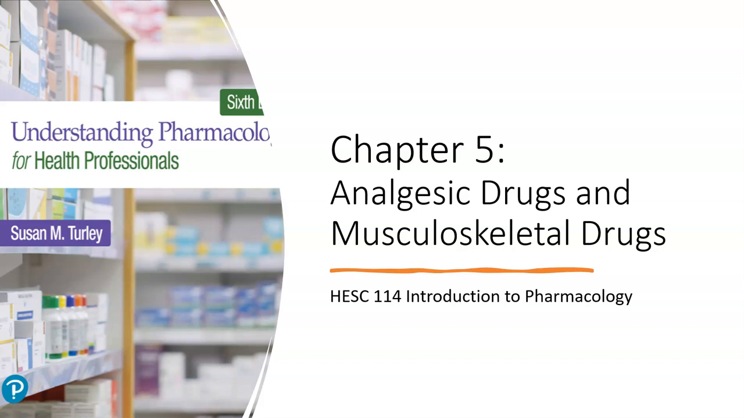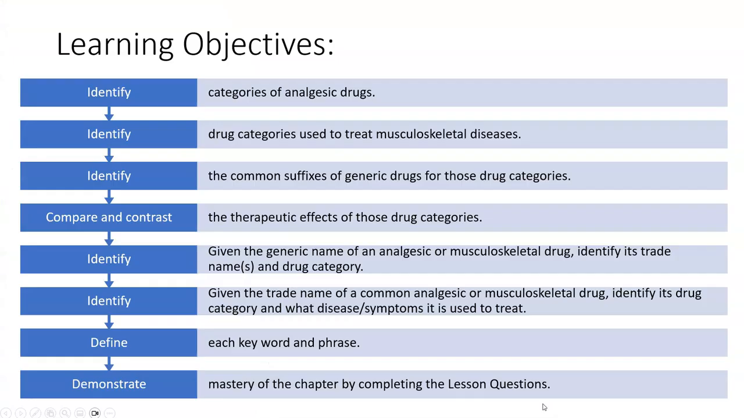HCSC 114, Intro to Pharmacology, Chapter 5, Analgesic Drugs and Musculoskeletal Drugs. In this chapter, we'll talk about disorders and medications that impact bones and muscles. Your learning objectives are shown here. They are also listed at the start of the chapter.